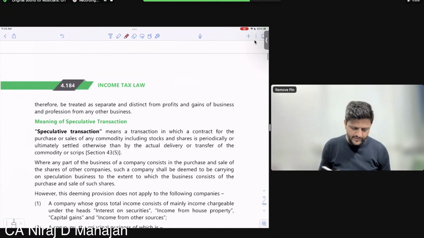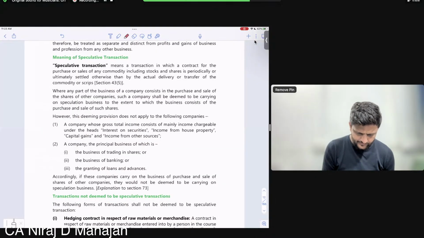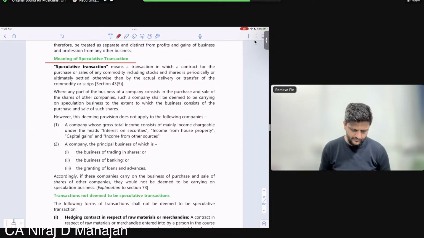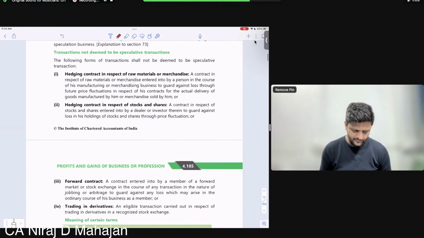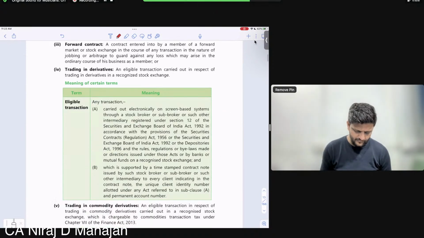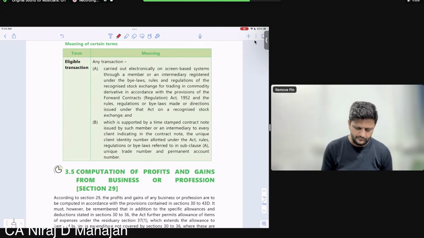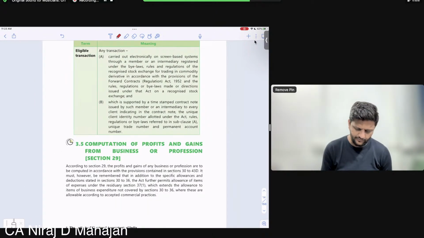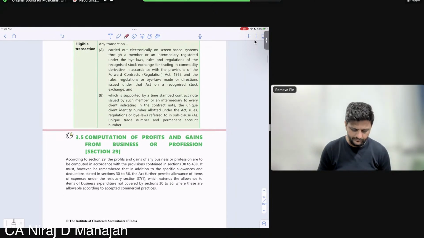So you will read about speculative transactions. Please understand. Is that okay, everybody? All right. At least read this much and come, about speculative business. All of you okay till here?